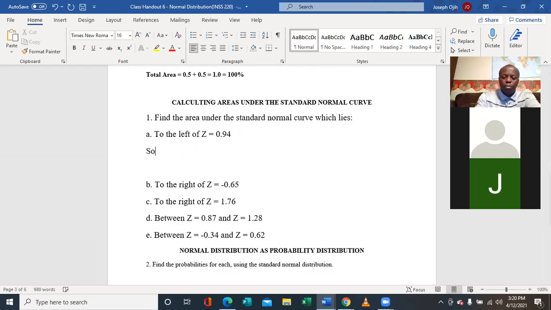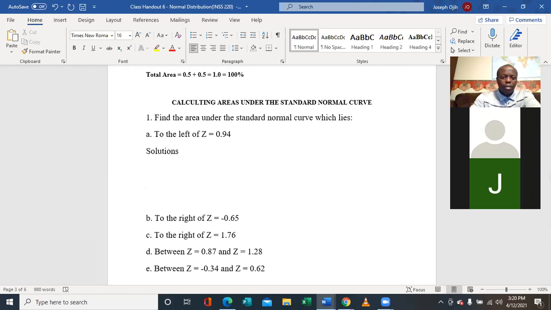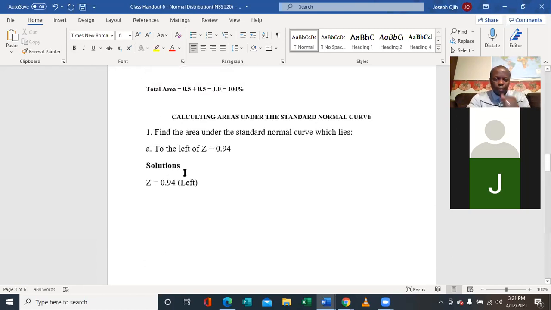The first thing you do is to draw the curve. So you're talking about Z equals 0.94, the left of it. Now what you're going to do is to draw the curve. So I'm going to draw the curve on this side. Make sure you're seeing this. Okay, good.